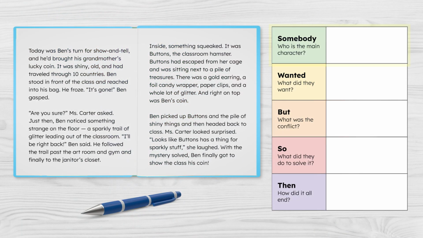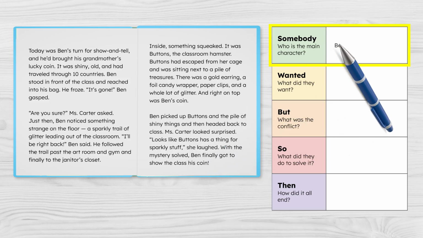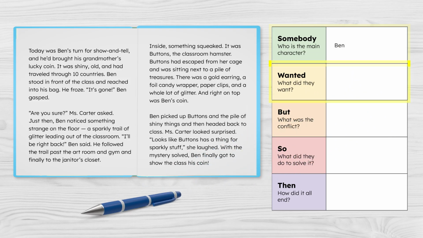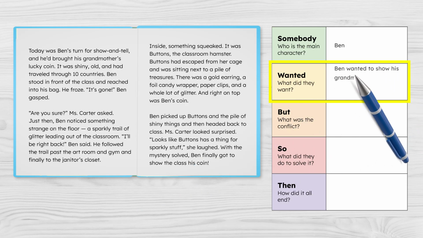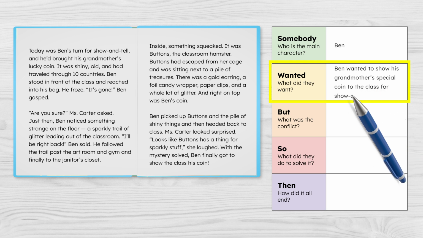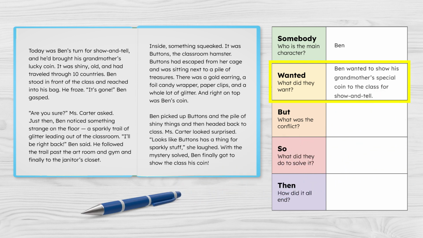Now, let's summarize the story using the somebody, wanted, but, so, then method. First, let's fill in the somebody part. Who's the main character? It's Ben. Next, the wanted part. What did Ben want? Ben wanted to show his grandmother's special coin to the class for show and tell. This shows Ben's goal and why the coin mattered to him. It also sets up the conflict he faces when the coin goes missing.